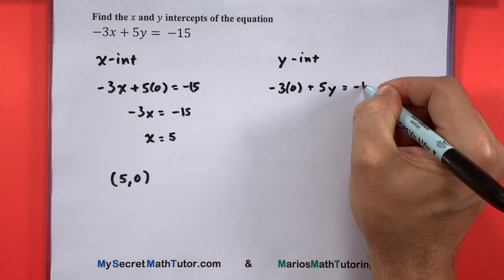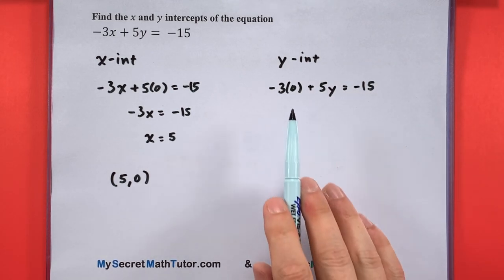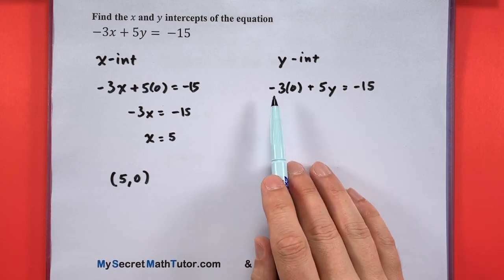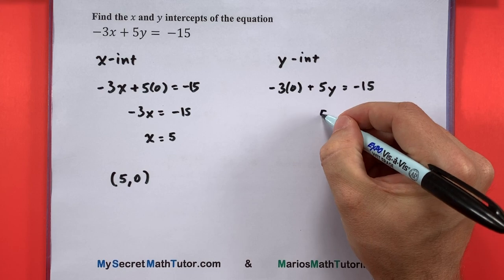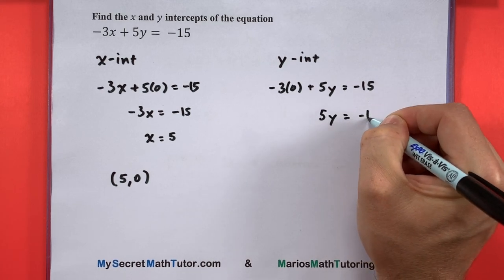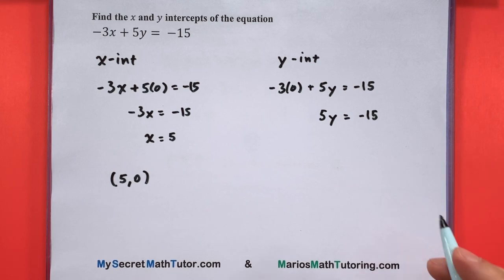All right, so y is in there, everything else is the same. And now we go trying to solve for y. Much like before, this term is going to go away since I have a negative 3 times a 0, so that is just 0 and it's gone. And I have 5y equals negative 15. And now I can divide both sides of this by 5.